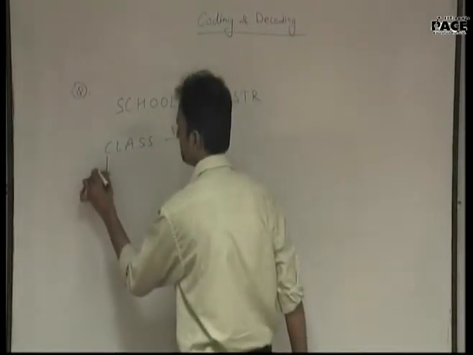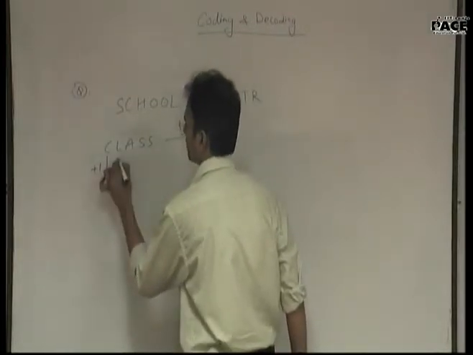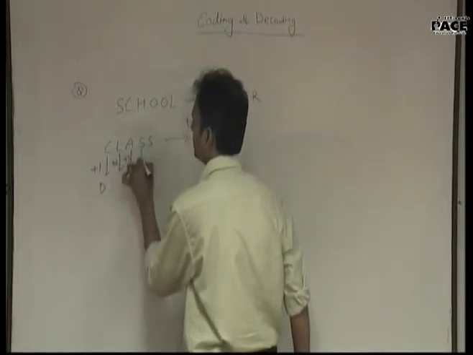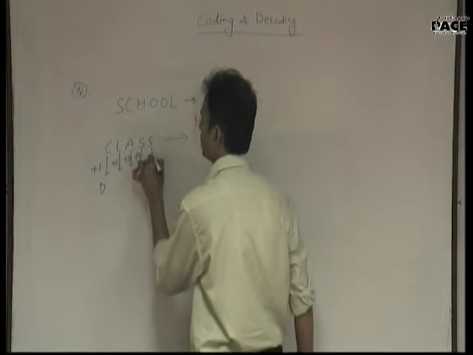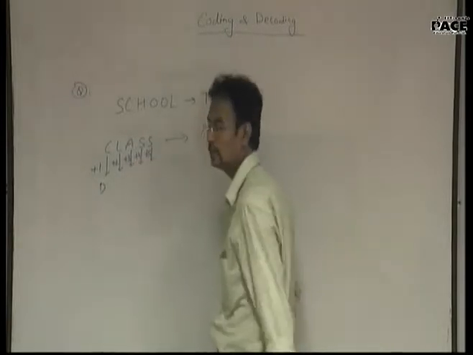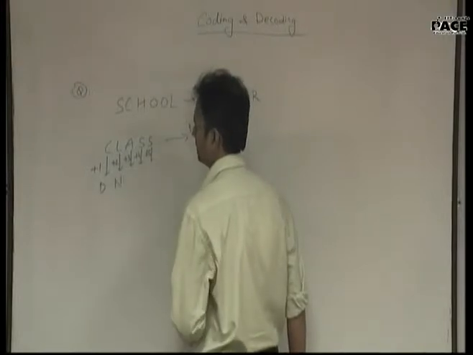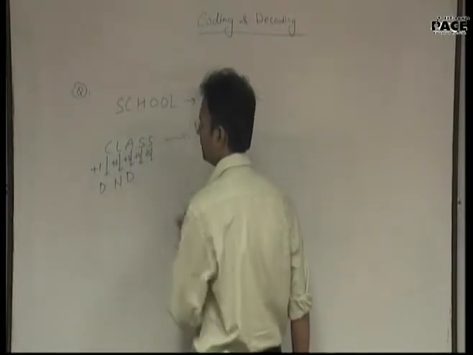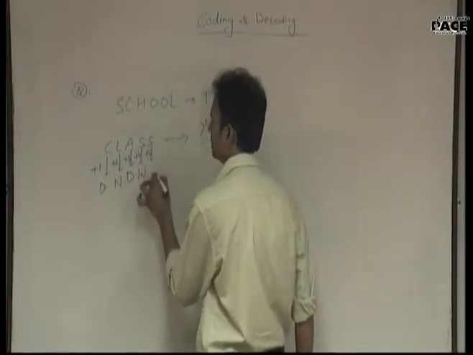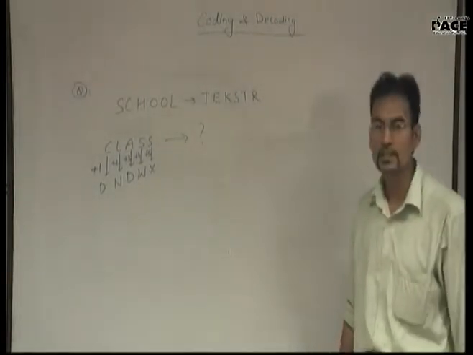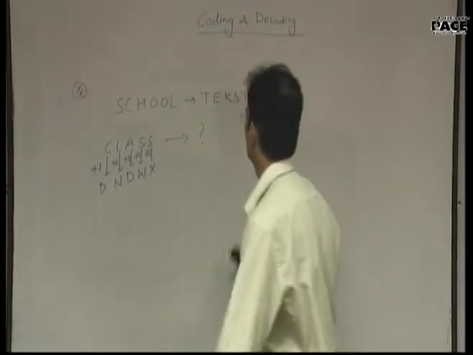Plus 1, plus 2, plus 3, plus 4, plus 5. Plus 2 is N. Plus 3 is D. Plus 4 is, plus 5 is D and D, W, X.